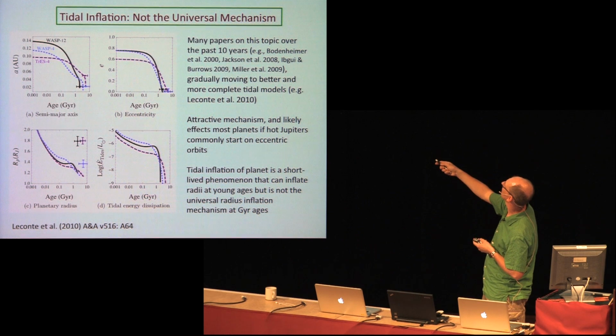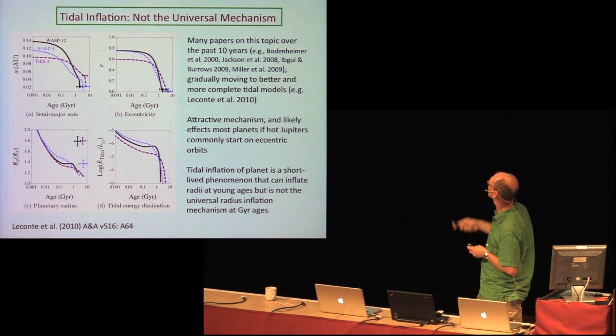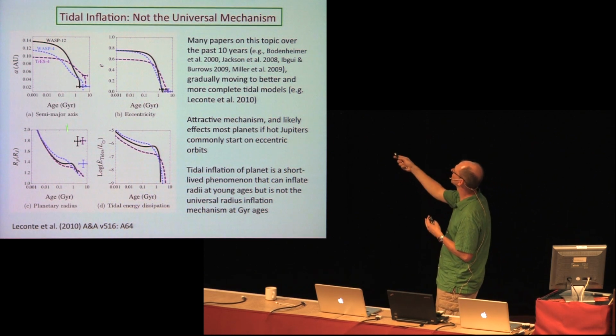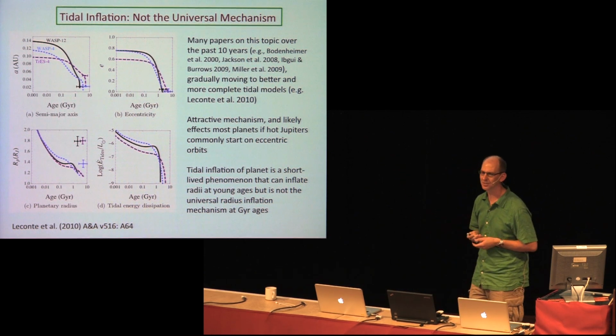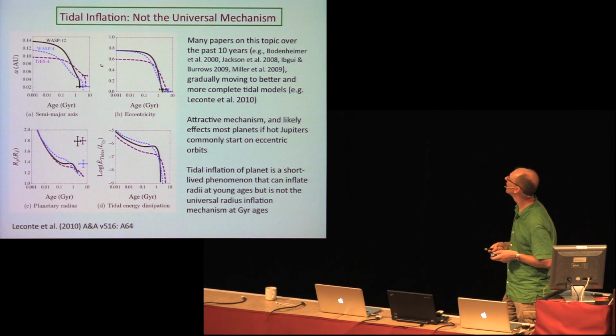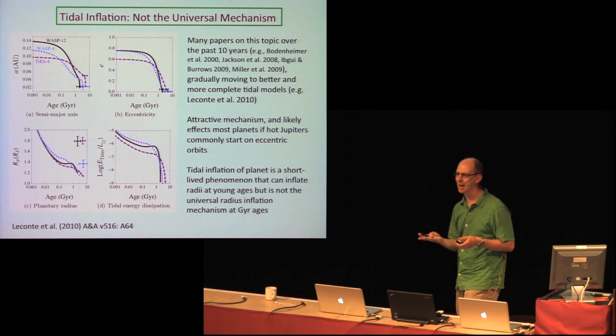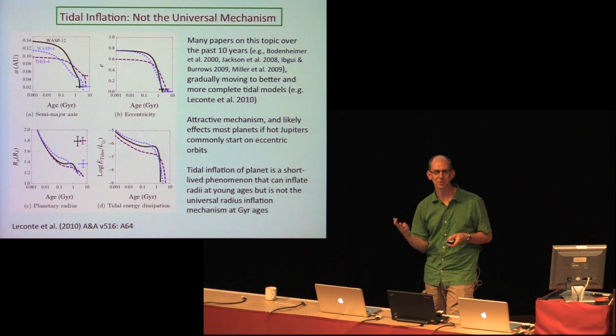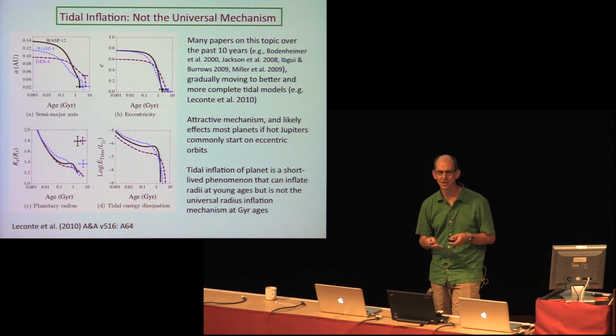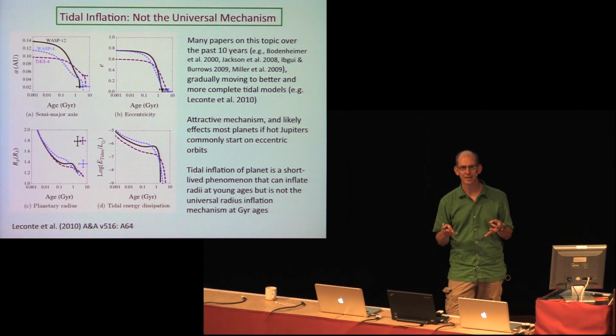So here's a tidal model where they look at the semi-major axis decay, the eccentricity decay, the radius evolution, and the tidal power. And just generally, it does not work to inflate objects at old ages. And so this really cannot be the universal mechanism, although it may play a role in inflating objects when they're very young, if a lot of hot Jupiters come in via tidal circularization. It's not the reason why planets are inflated at old ages.